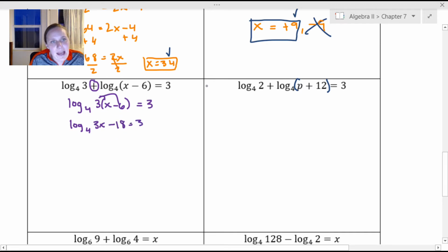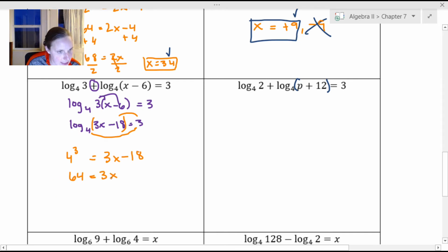And then, you guessed it, the patented Mrs. Barnett swoop-de-doop method. So 4 to the power of 3 is equal to, and all this in parentheses, 3x minus 18. And now I'm just solving. 4 cubed is 64. 3x minus 18. I add 18 to both sides. 64 plus 18 is 82.